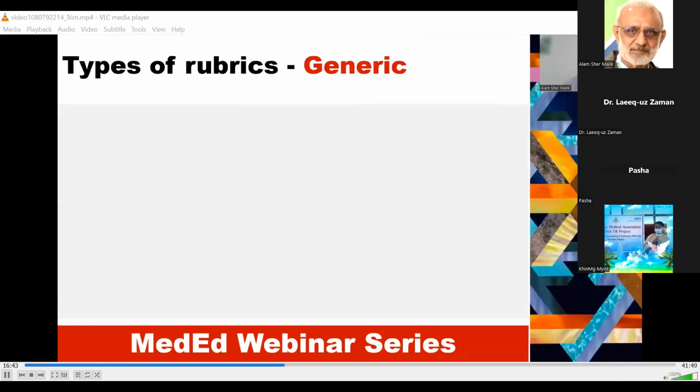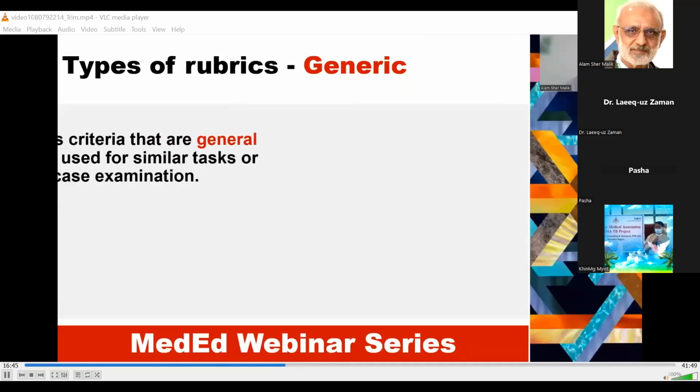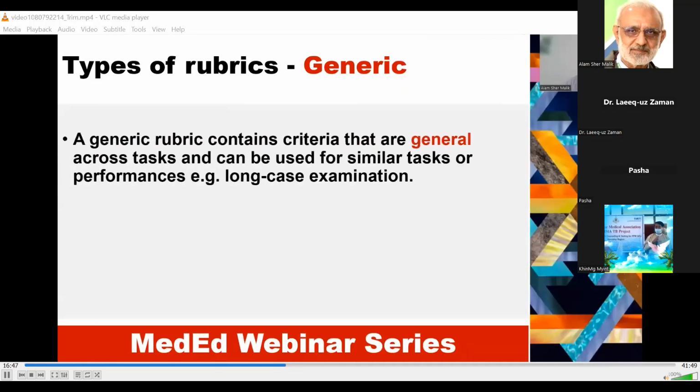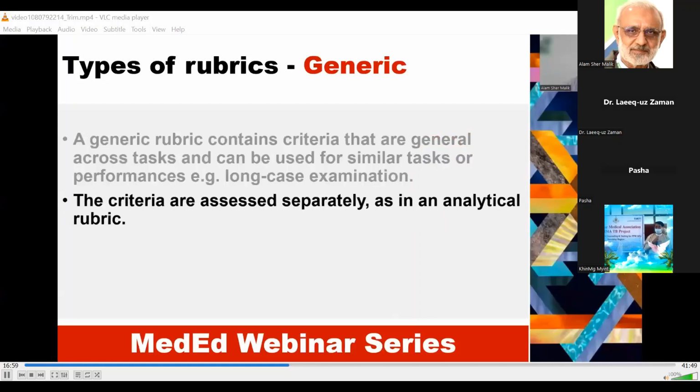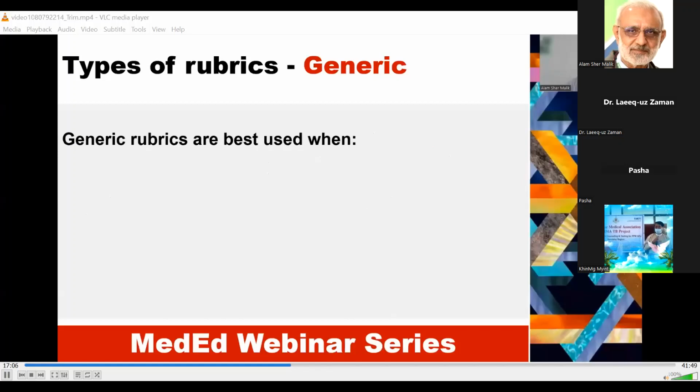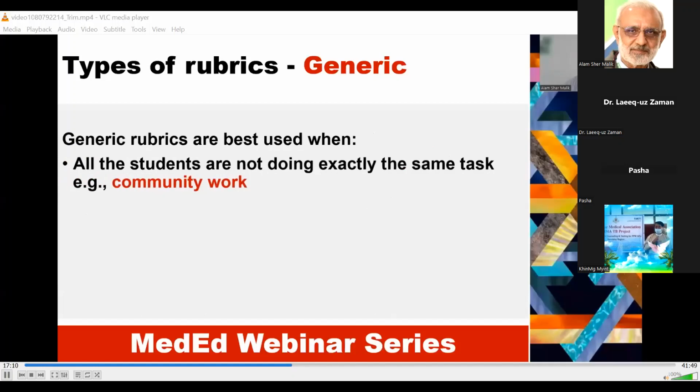The third type is the generic or general type. A generic rubric contains criteria that are general across tasks and can be used for similar tasks or performance, for example, long case examination. The criteria are assessed separately as in an analytical rubric. Generic rubrics are best used when all the students are not doing exactly the same task, for example, community work.